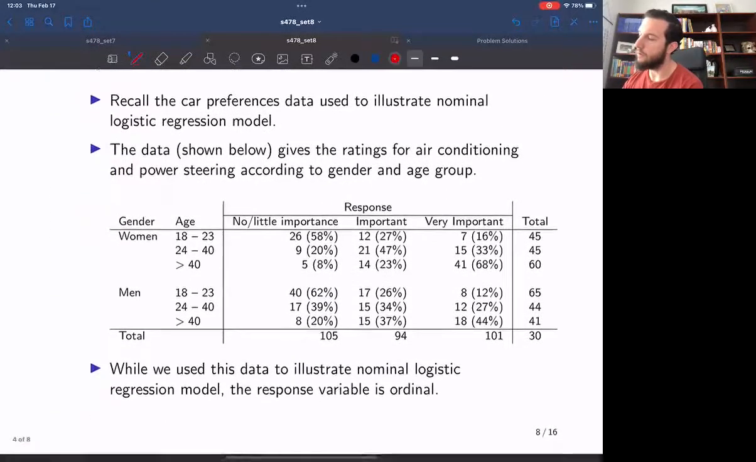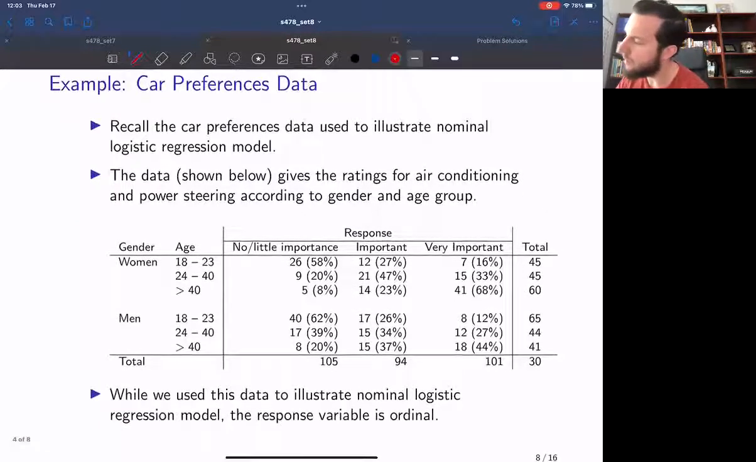Okay, so we are going to use the car preferences data to illustrate the proportional odds model.